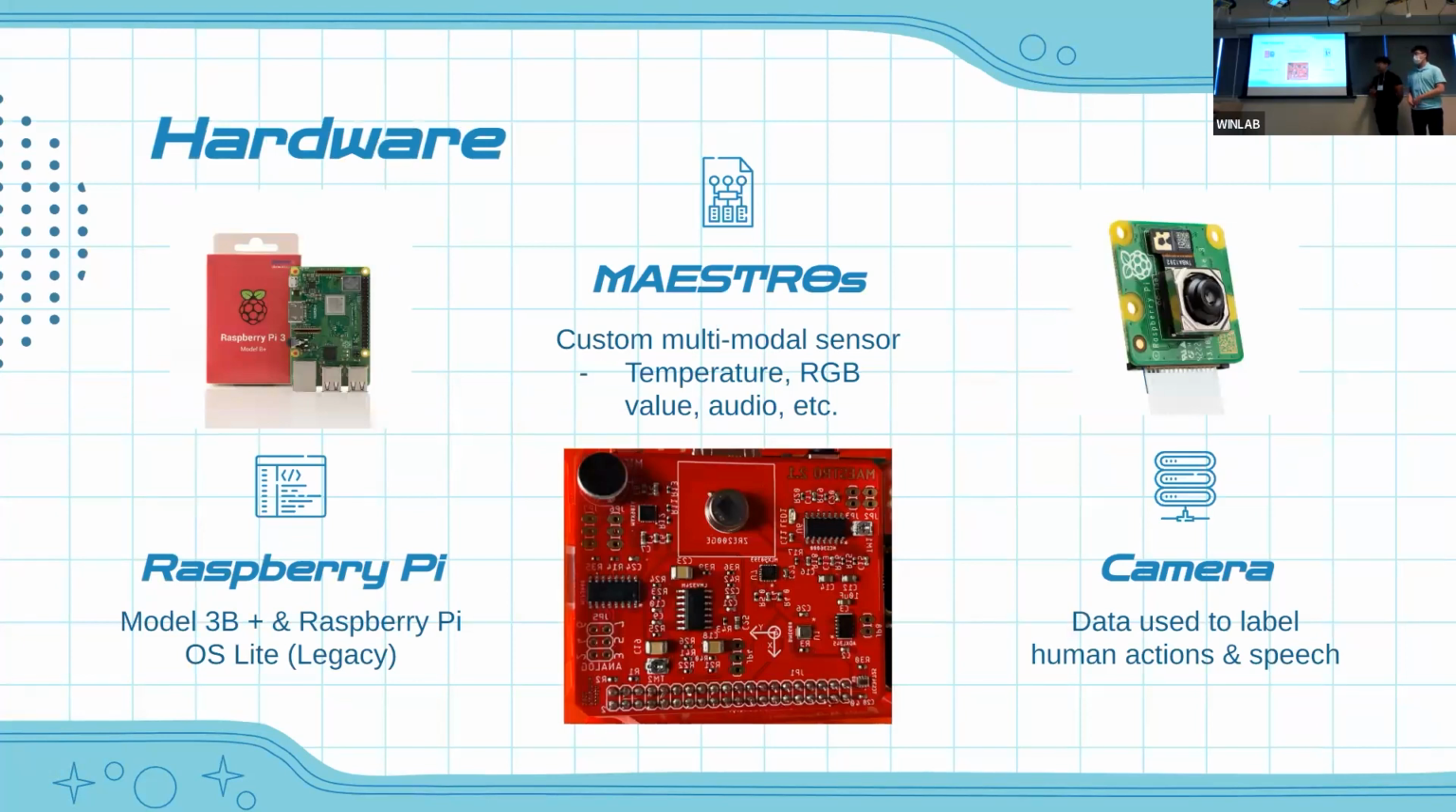So in terms of hardware, there's three main components. The first one being the Raspberry Pi Model 3B Plus. This is a microcomputer used to power on our sensors, but also allows us to send sensor data to the database. The second thing that we have is the Maestros, which are our custom multimodal sensors.